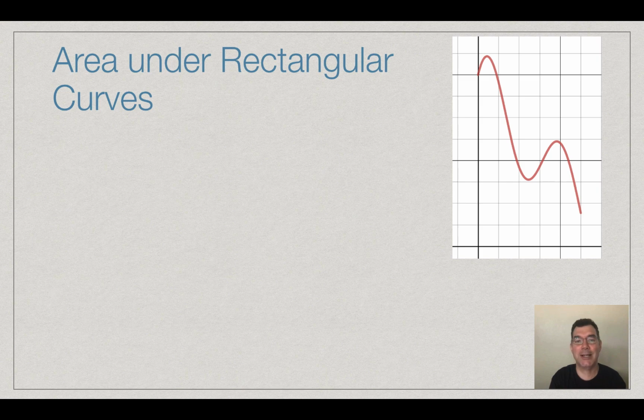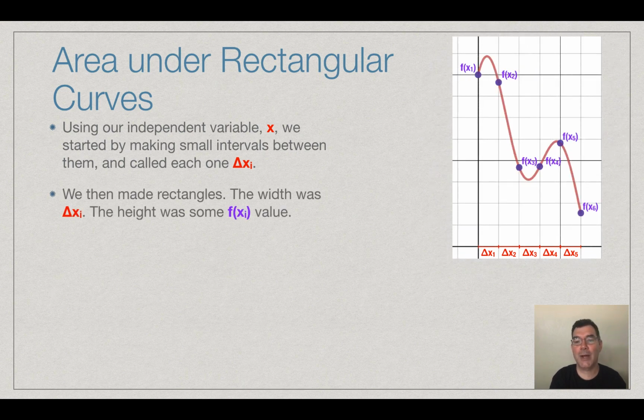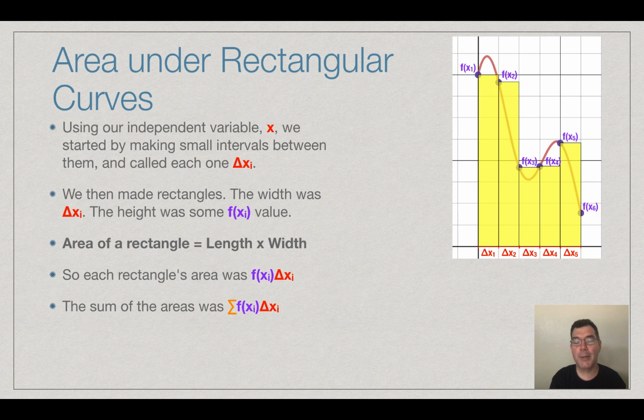We need to think back to rectangular curves. What we did was we used our independent variable x and we started making small intervals and we called them delta x1, delta x2, and so on. Then based on those widths, we made rectangles using y values as the heights. One rectangle's area is length times width, which would be f of x times delta x. And the sum of them would be the sum of a bunch of f of x's times delta x's. That's how we would figure out an approximation for the area.